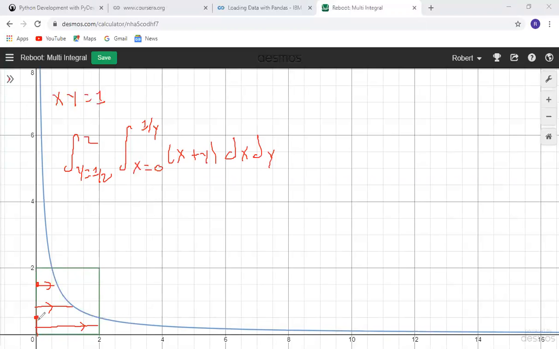And then we're going to have another integral for the y values going from 0 to 1/2. And for those values, x is going to go from 0 to 2.